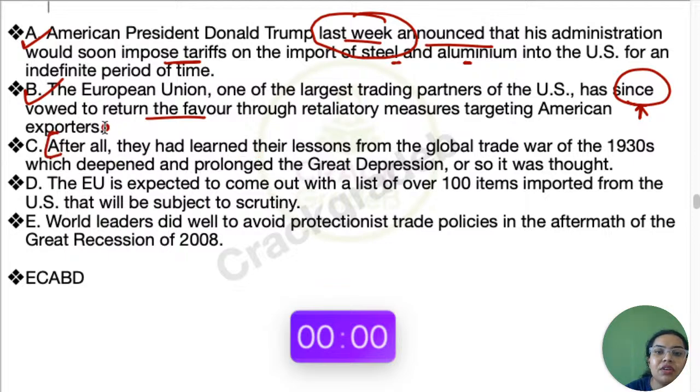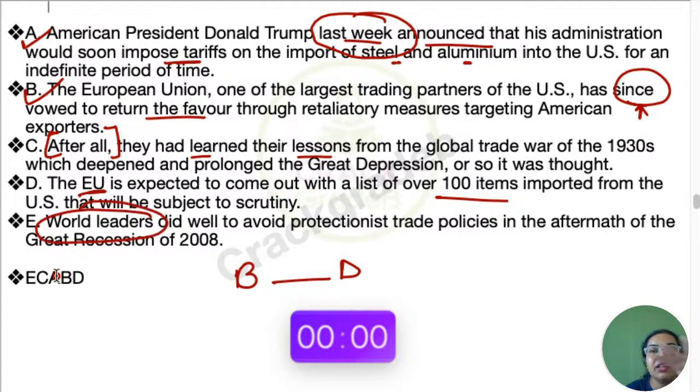C says after all, so there is again a whole story happening, an incident happening, and then we can use this expression. After all, they had learned their lessons from trade war. The EU is short for European Union. Definitely after B, somewhere, immediately or somewhere after B, I will be able to use D. The EU is expected to come out with a list of over so many items. World leaders, now all the world leaders, this is the inverted pyramid. This is where you are talking about everyone around the world. That's why E has to be the first one.